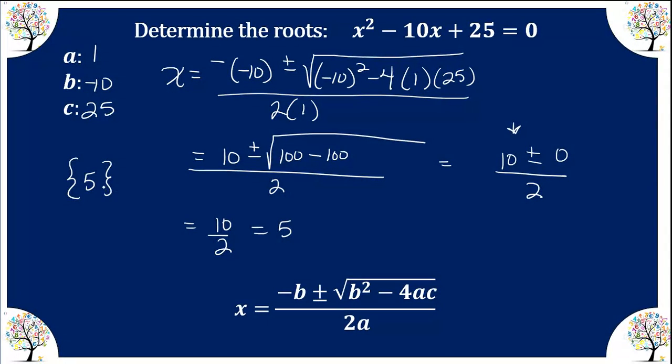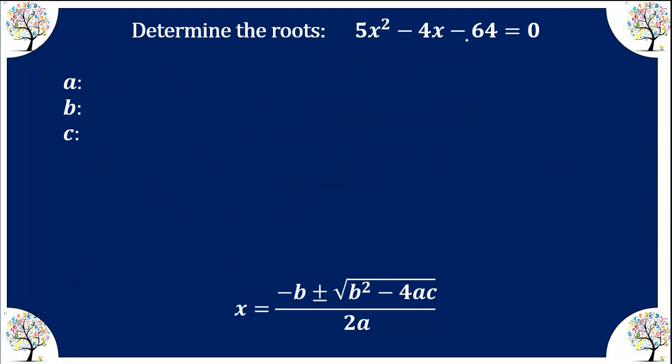That means our root, our x-intercept, is actually the vertex. And we'll learn about that in another lesson. But this has one root. So this is our discriminant. Remember, when your discriminant is 0, this is why you only have one root, because this plus or minus is not going to be used because we just have 10 over 2 because it's plus or minus 0.